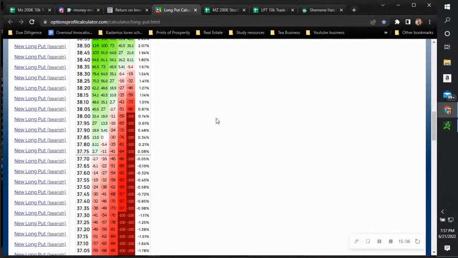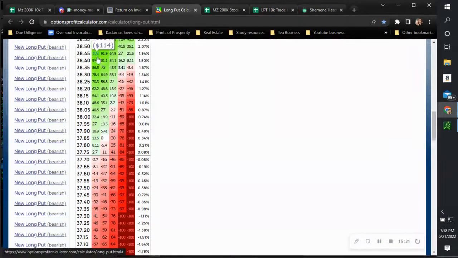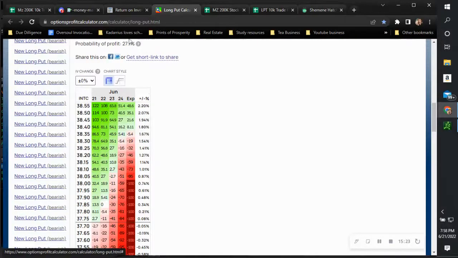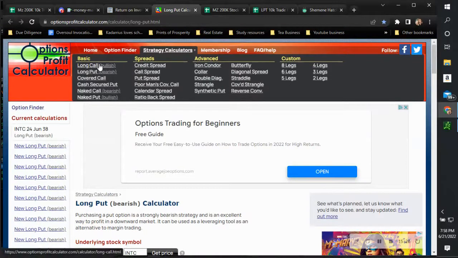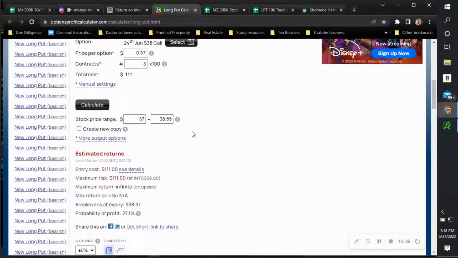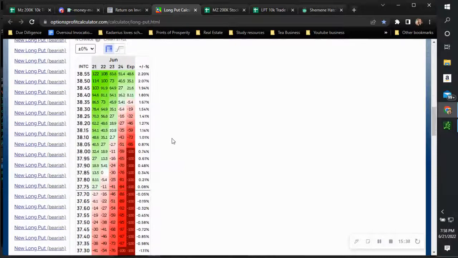So our support is 36.80. So if we were to buy a put, this is what we would look like here. But we want to go here because I've done a call. I've done this for the long. So if you want to do a put, you would just go here and do long put, bearish. But I've done a call because I'm bullish on Intel. So the resistance is $38.